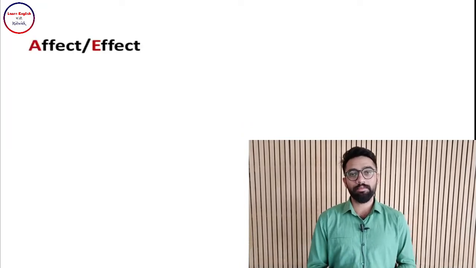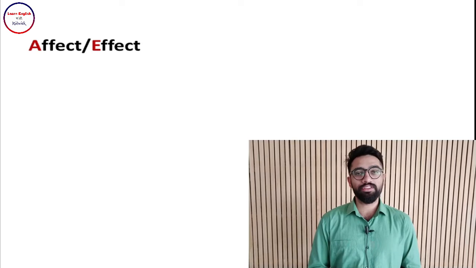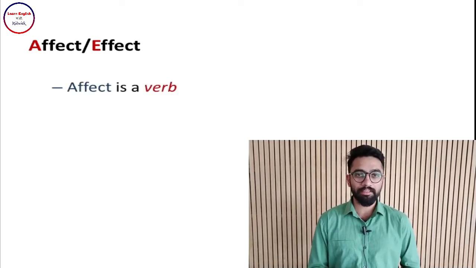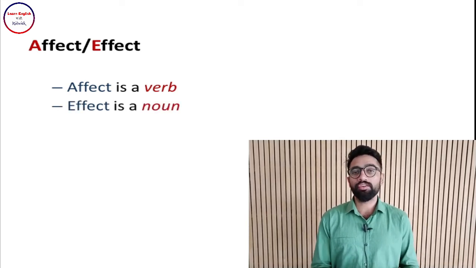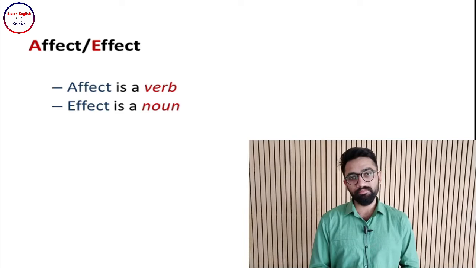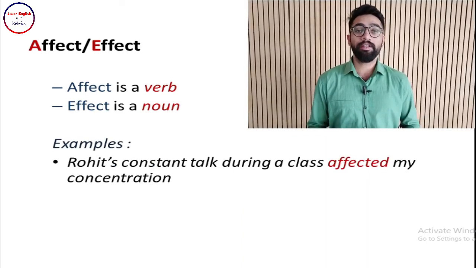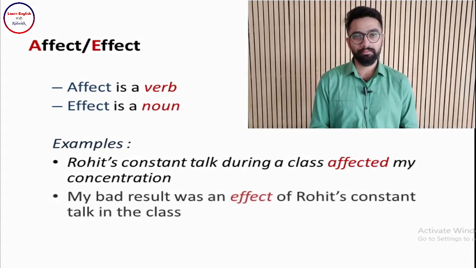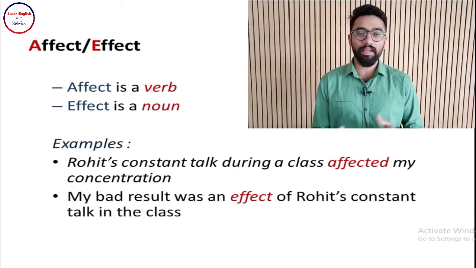The next pair which comes after advice is affect and effect. There is only a difference of letter A and E. The first, that means affect, is a verb form, while the second is a noun form. We can also call it the result or the consequences. Let me give an example. Rohit's constant talk during a class affected my concentration. My bad result was an effect of Rohit's constant talk in the class. I hope, looking at these both examples, you will be able to differentiate affect and effect.